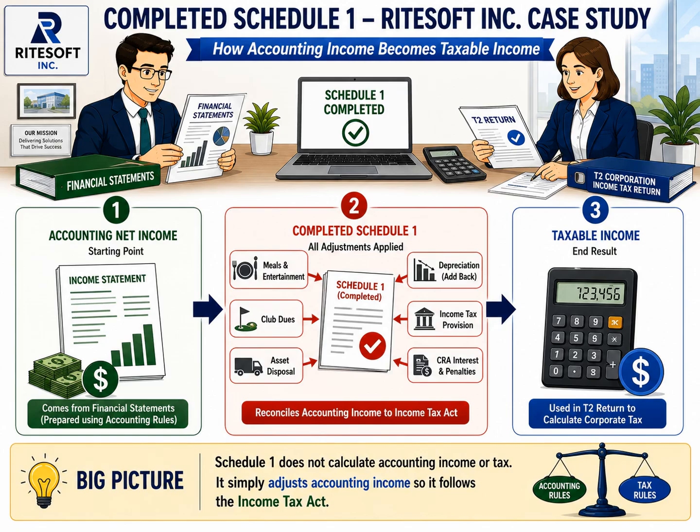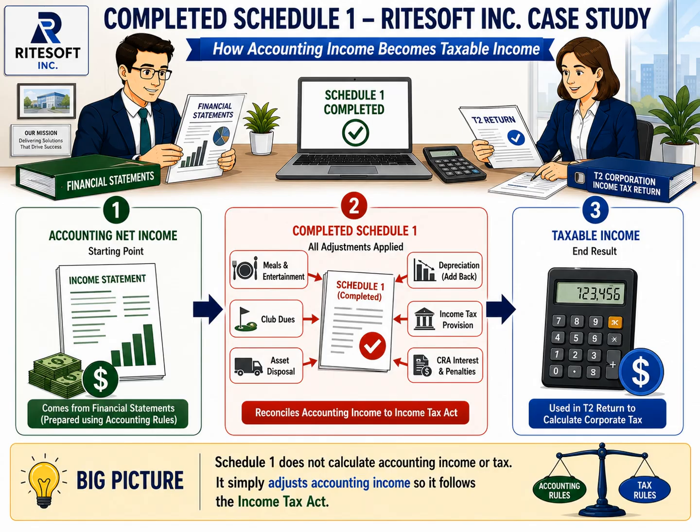Schedule 1 reviews each difference between accounting rules and tax rules and makes the necessary adjustments. During this reconciliation, non-deductible items such as the business portion of meals and entertainment, recreational club dues, non-deductible CRA interest and penalties, the corporate income tax provision, accounting depreciation, and other adjustments are added back or adjusted according to the tax legislation. The result is an amount that reflects the corporation's income under the Income Tax Act rather than under accounting standards. Once all of these adjustments have been completed, the corporation arrives at its taxable income.